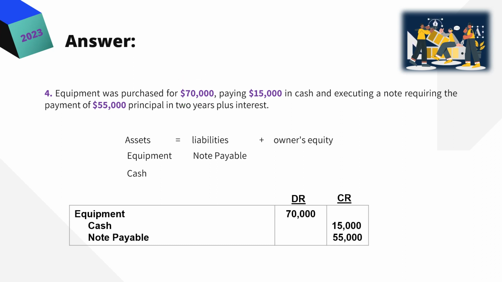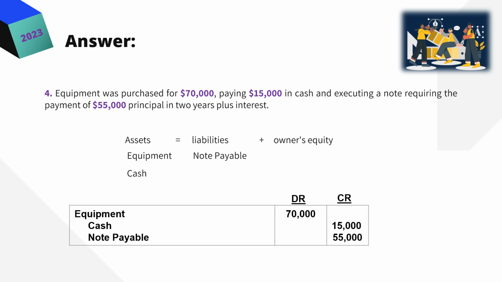We paid for that equipment by paying $15,000 in cash now and promising to pay cash in the future by executing a note requiring payment of the remaining $55,000 2 years from now. In addition to that note, or obligation to pay $55,000, which is referred to as the principal of the note, we will also, 2 years from now, have to pay some interest, some cost associated with borrowing those funds.